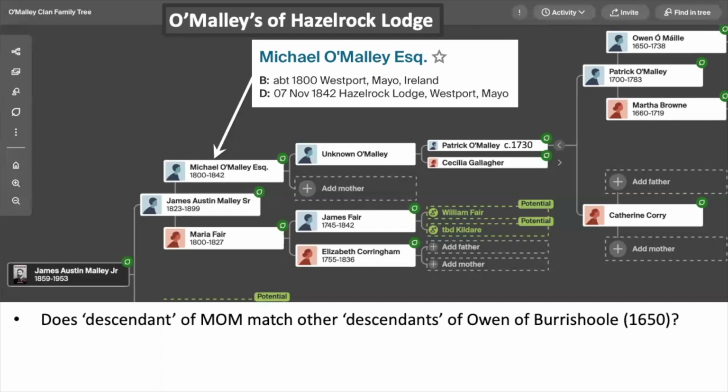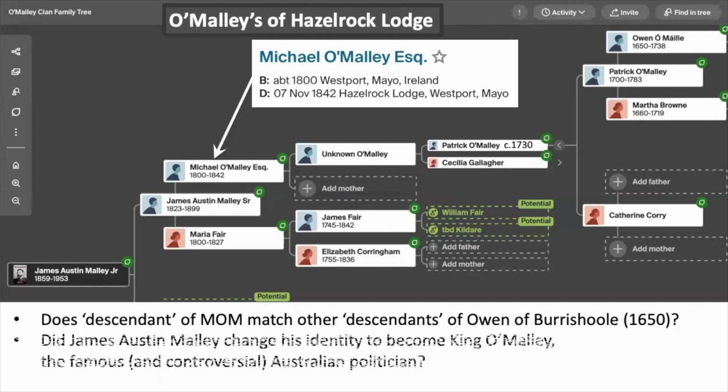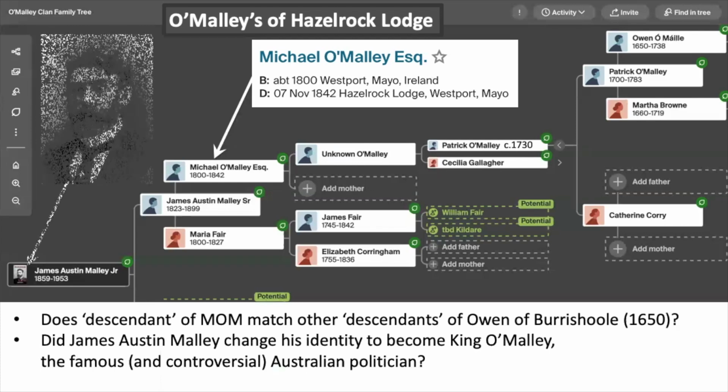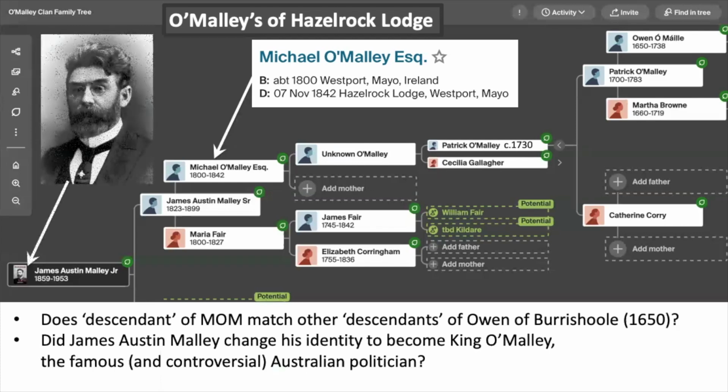And Brian O'Malley, who was here at a gathering two or 3 years ago from Australia, has written a book where he asserts that James changed his identity and became King O'Malley, who was a well-known Australian politician and quite a colourful character. He's done a lot of research, and it's quite a convincing book. But it would be marvellous if we had some way of confirming that thesis, that idea, by DNA. So again, that's something we're pursuing.